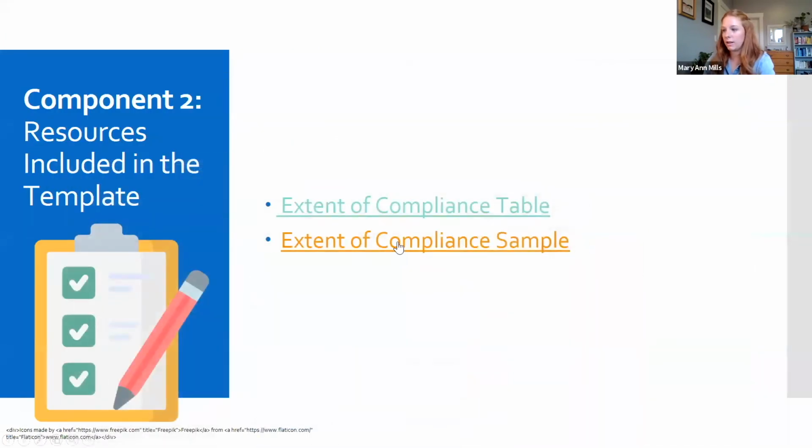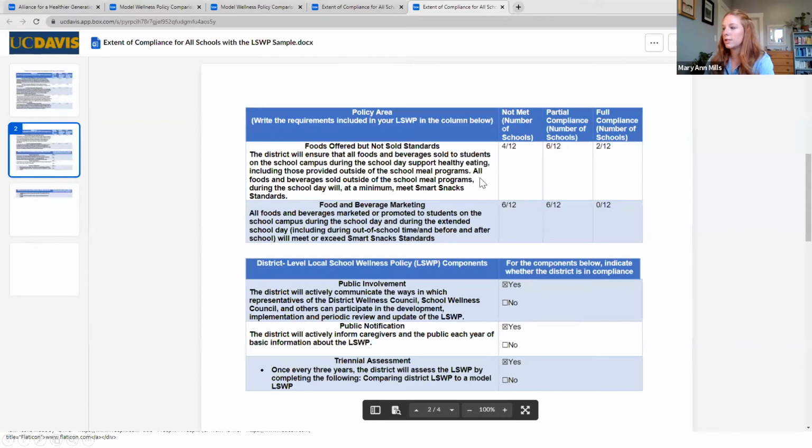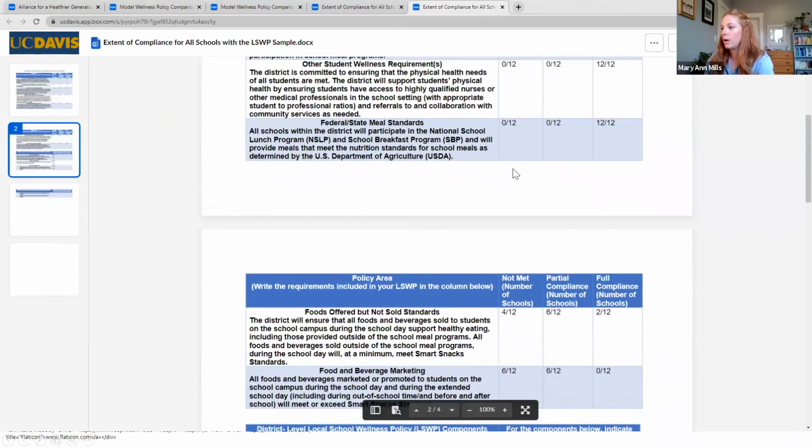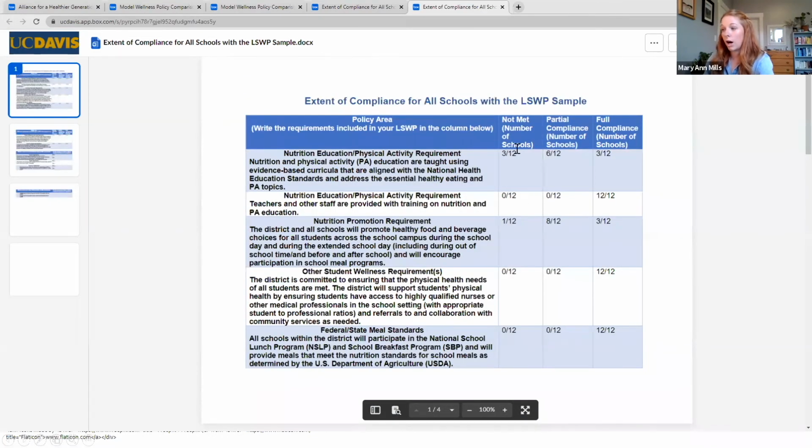And as with the first component, we do have a sample completed table for you to use to guide your work. So you can see here, even in this example, that there are some schools that aren't meeting the requirement, and that's okay. We don't need everyone to be in full compliance. The purpose here is to just understand what's happening and help support people to get to where they need to be.